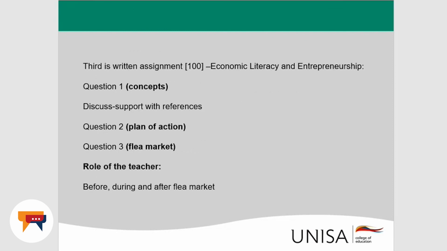So assignment 3, again, is the written assignment, which is out of 100. The focus is on economic literacy and entrepreneurship. So it has 3 questions. The first one, you are required to discuss the different concepts in economic literacy and entrepreneurship. Again, with the discussion, you need to support your discussion with references. So you need to acknowledge.